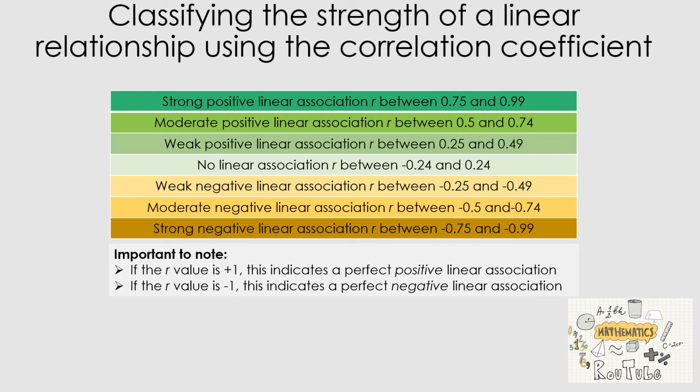And you'll see it goes from 0.99 all the way down to negative 0.99. And that bottom part where it says if the R value is a positive 1, which you probably won't see too often, but it's good to know anyway, and we'll have a go at what that actually looks like in a second. So if the R value is positive 1 exactly, this indicates a perfect positive linear association. And then on the other end, if the R value is negative 1, this indicates a perfect negative linear association. So once again, the R values range from negative 1 all the way up to positive 1.